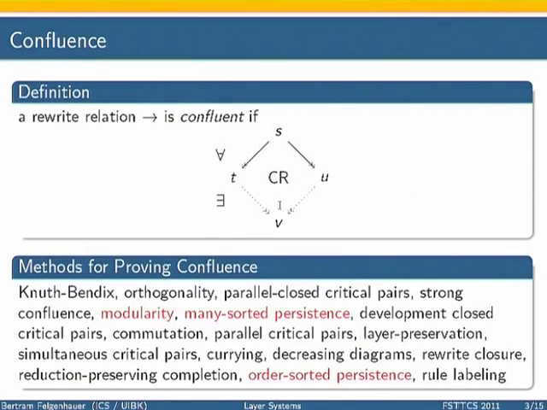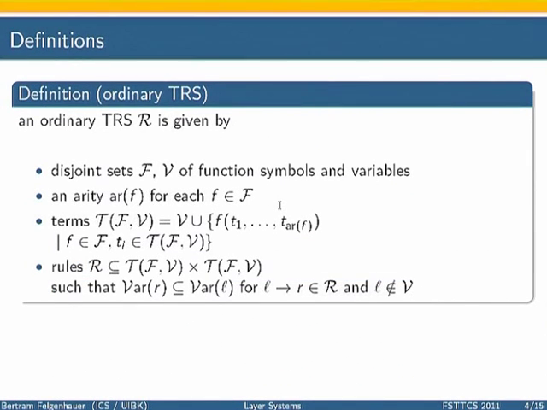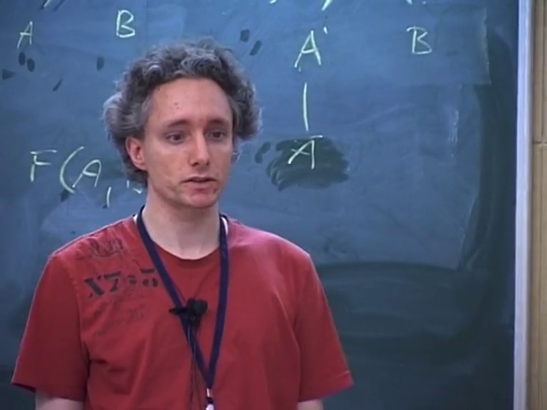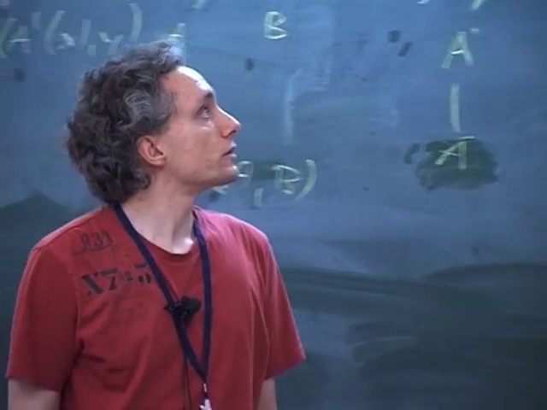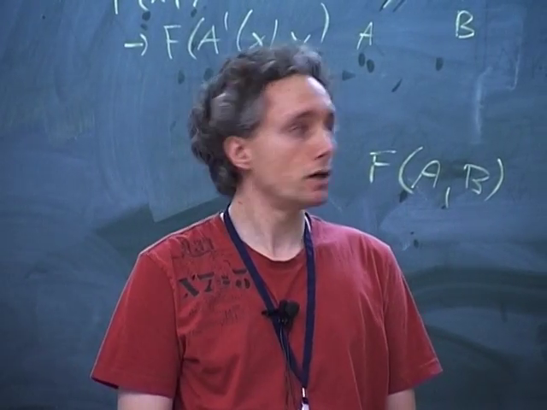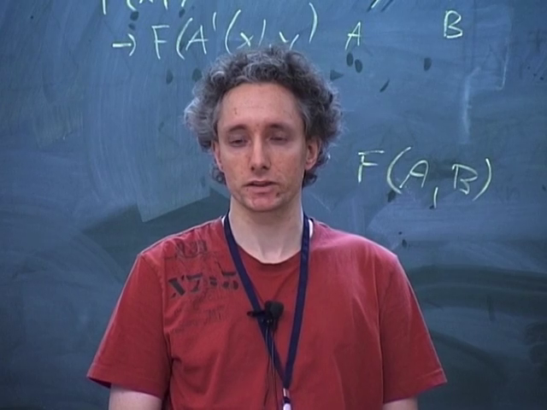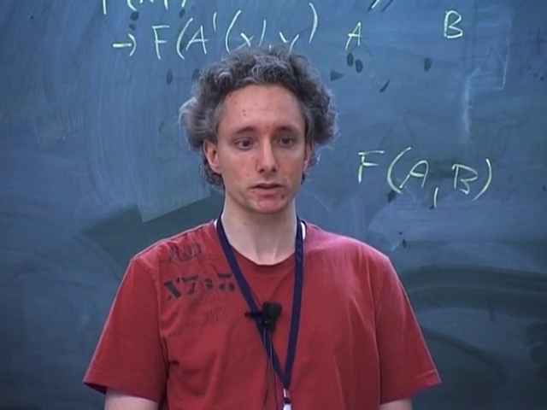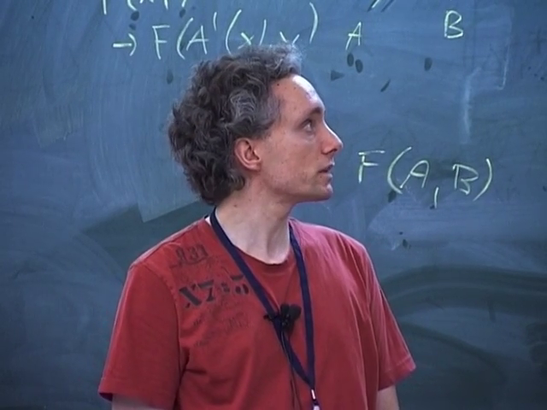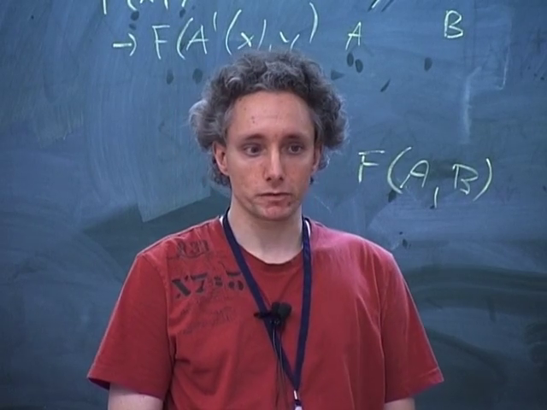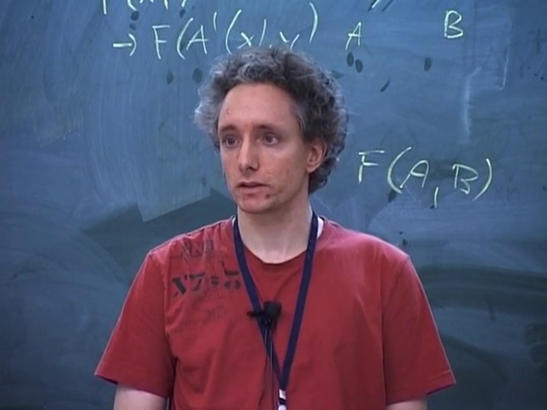To explain what this means, we need some definitions. So we now introduce term rewrite systems formally. So what is a term rewrite system? Well, we have a signature that consists of a set of function symbols and of a set of variables, where each function symbol has a given arity.